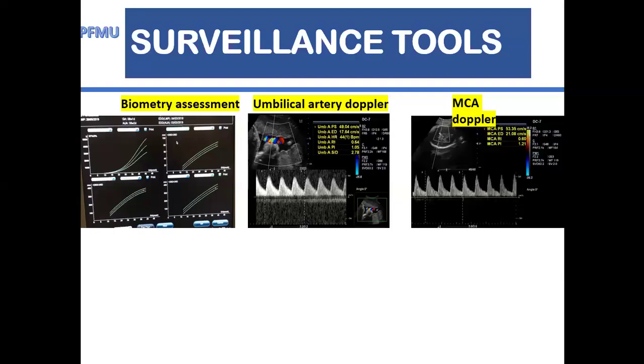Then the MCA Doppler, we said it's a high resistance. When it becomes abnormal, there's an increase in that end diastolic portion. So it ends up being a low resistance when it's now abnormal. And we usually refer to that as a trend towards redistribution, or one of the common terms which is used is brain sparing.